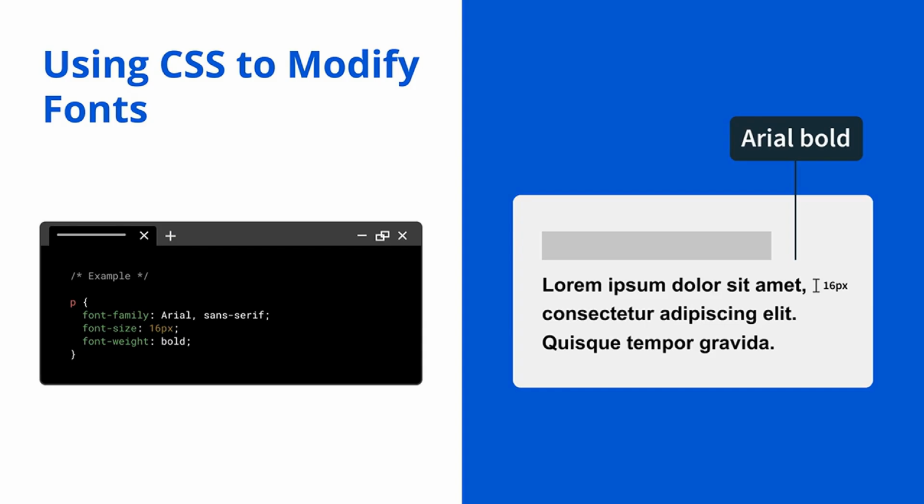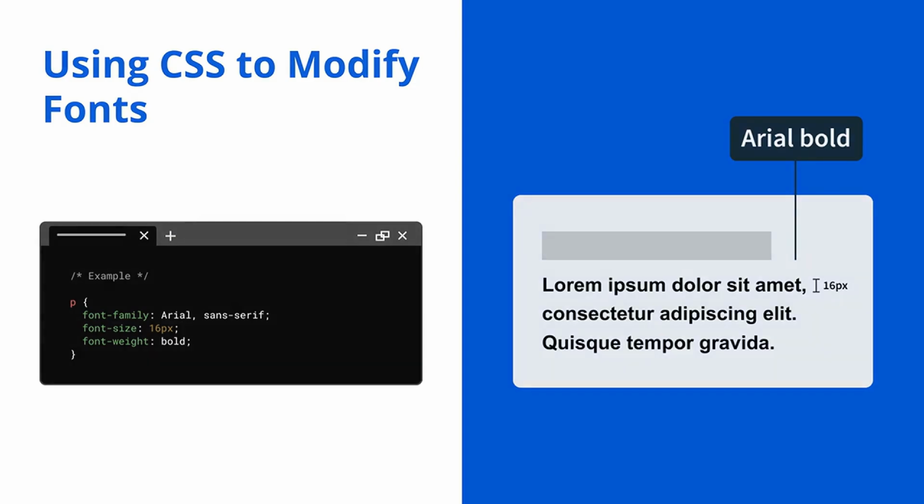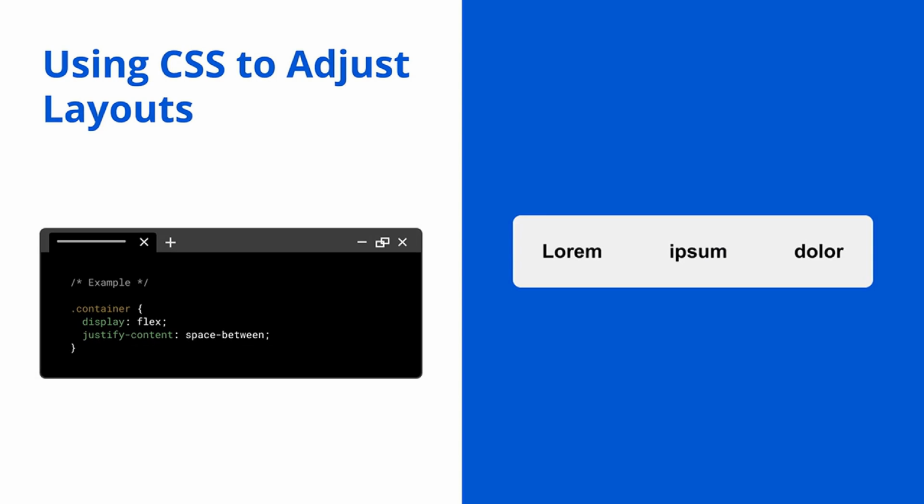Next, we set the font size to 16 pixels, ensuring that the text will appear at a reasonable size of 16 pixels. Finally, we apply font-weight: bold, which makes the paragraph text appear bold, giving it more emphasis. This simple CSS rule helps to control the appearance of the text, ensuring it's easy to read and stands out with bold styling. Here's another example of using Flexbox to lay out elements on the page.